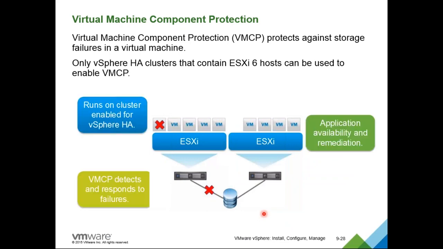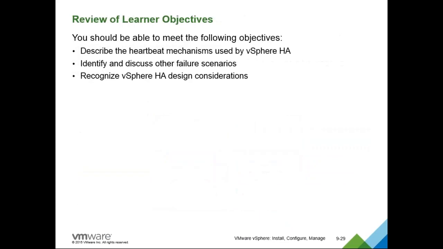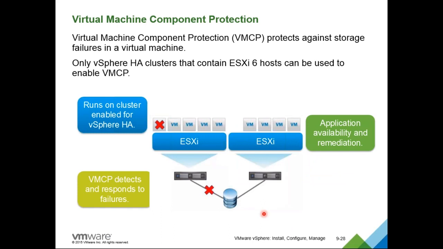So, virtual machine component protection. Coming to the virtual machine component protection, for protection against storage failures in virtual machines, only a vSphere HA cluster that contains ESXi 6 hosts can be used and enabled with VMCP. So this feature comes along with vSphere 6.0 HA only. Earlier versions do not have it, not even vSphere 5.5.